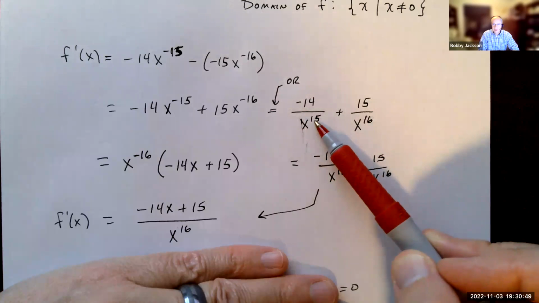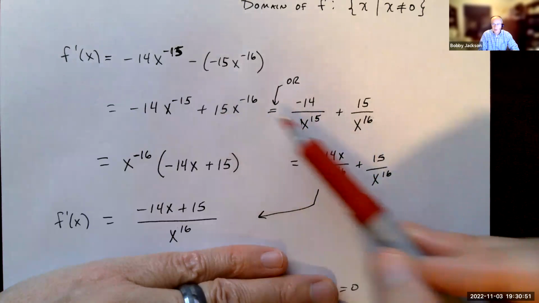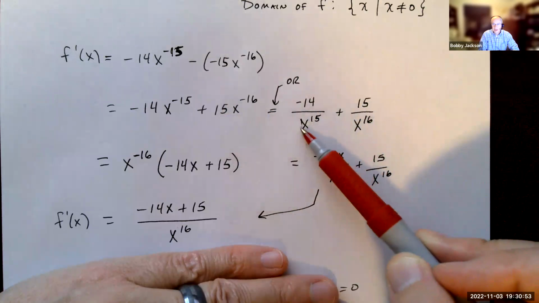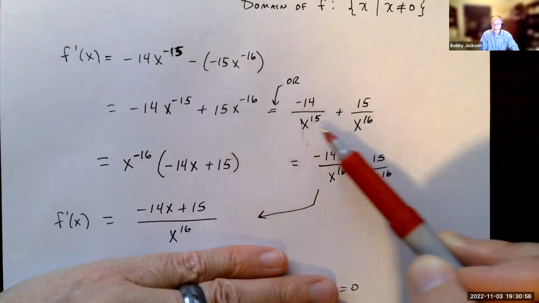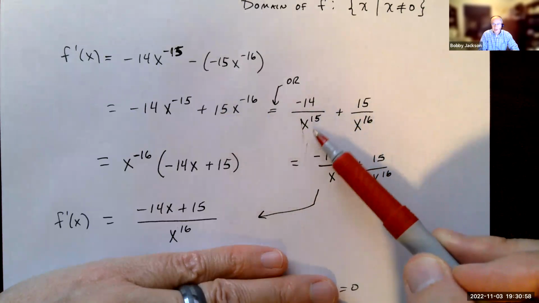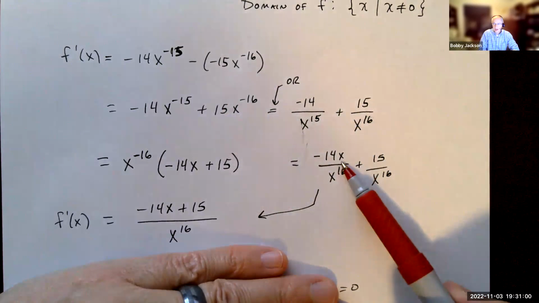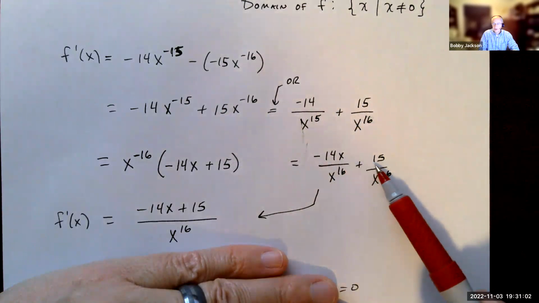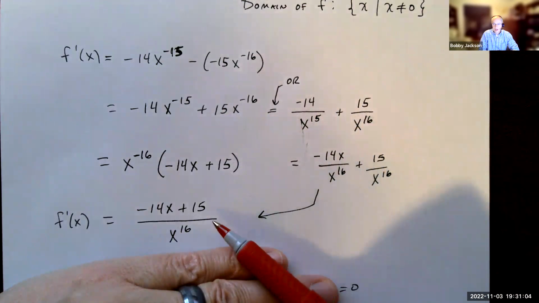Alternatively, you could rewrite negative 14 x to the negative 15 as negative 14 over x to the positive 15. And then similarly here, this would be 15 divided by x to the 16th. Now I find a common denominator, which is x to the 16th. Multiply top and bottom by x here. And now I can add these two together because of the common denominator, and we get exactly the same thing.